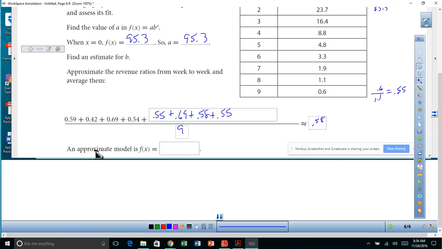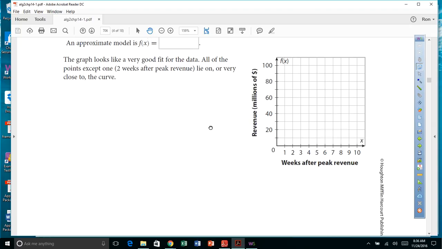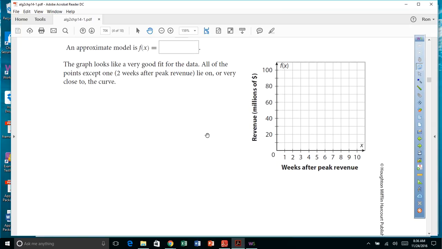Okay. An approximate model is f of x equals 95.3 times, and that's my A, and my B right here, 0.58 to the x power. The graph looks like a very good fit for the data. All of the points except 1, 2 weeks, and let's see here.